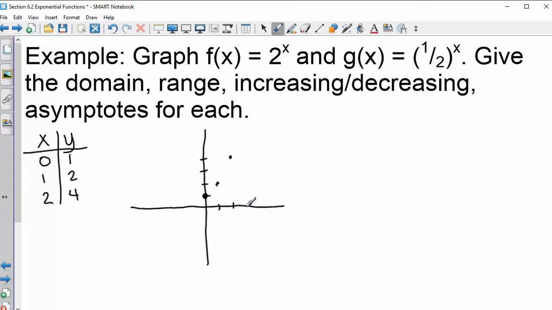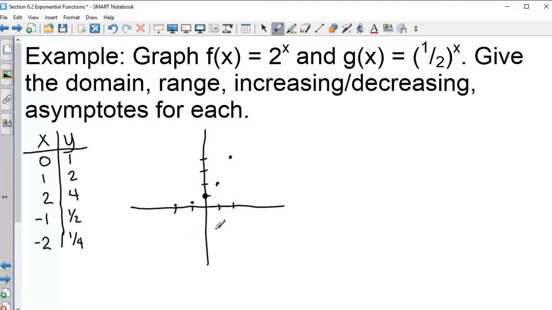I can keep putting these in. If I put in a 3, 2 to the third is 8. It's just going to keep rising. Let's go the other direction. Let's put in some negatives. If I put in a negative 1, 2 to the negative first, a negative power flips it. So 2 to the negative 1 power would become 1/2. If I put in a negative 2, 2 to the negative 2 power, that's 1 over 2 squared, so that would be 1/4.